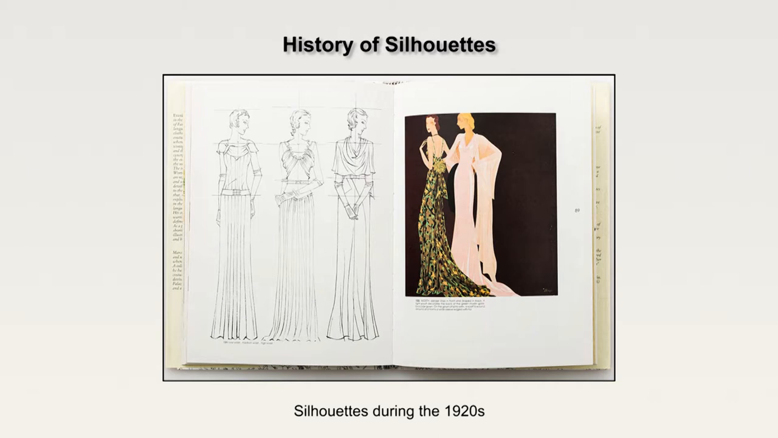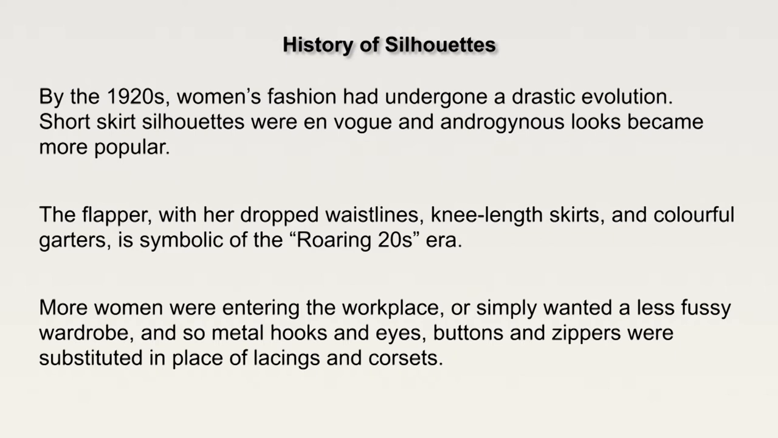These are examples of silhouettes prominent during the 1920s. By the 1920s, women's fashion had undergone a drastic evolution. Short skirt silhouettes were en vogue, and androgynous looks became more popular. The flapper, with her dropped waistlines, knee-length skirts, and colorful gathers, is a symbol of the roaring 20s era.